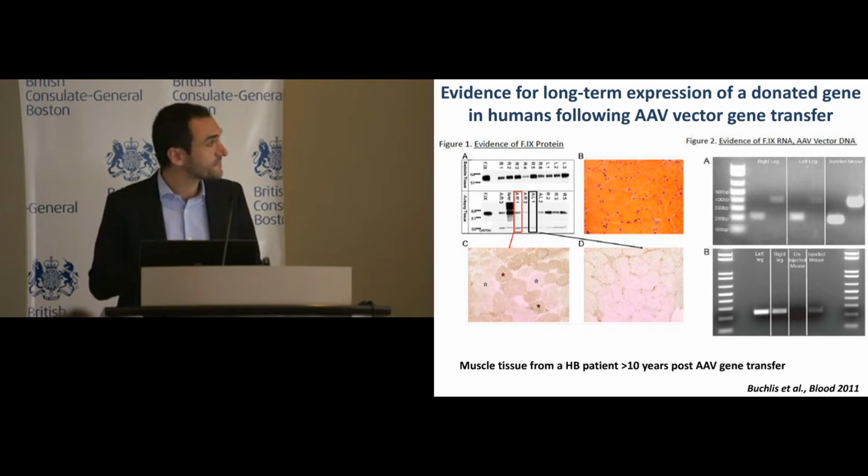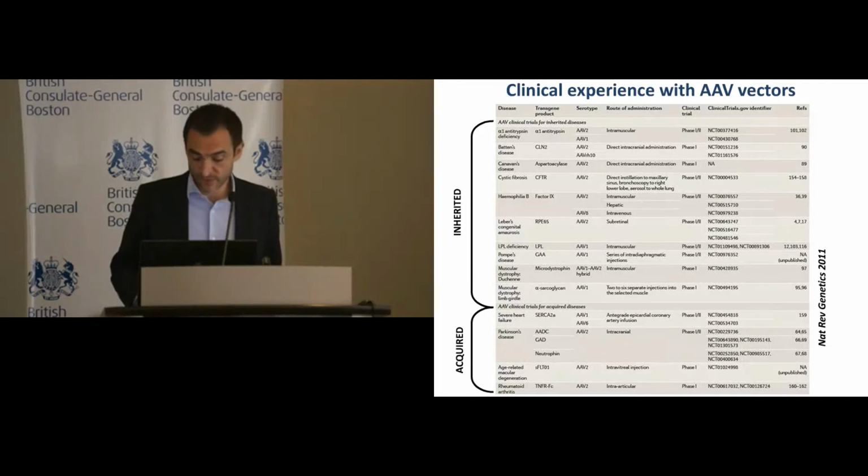This is the example of muscle collected from a Hemophilia B patient 10 years after gene transfer, showing that you can still retrieve the viral genomes, the vector is still expressing, and you can detect the product of the donated gene at the protein and RNA level.